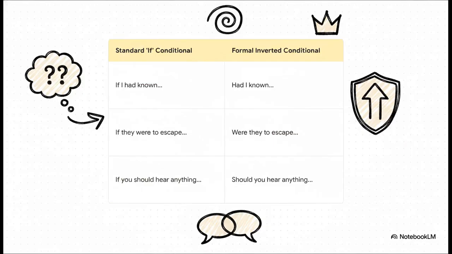And this table just lays it out so clearly. Look at this. If I had known becomes the more elegant had I known. If they were to escape turns into were they to escape. It's a clean, simple swap, but wow, it really adds a level of sophistication.